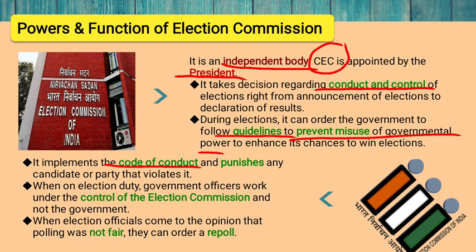On the election day, there are various government officers who are put on election duty. So these officials on that day are under the control of the Election Commission and not the government, which means they have to follow orders of the Election Commission and not the government. And lastly, if the Election Commission feels that the polling was not fair in a booth, then they can order a repoll or a re-election in that particular booth or constituency.